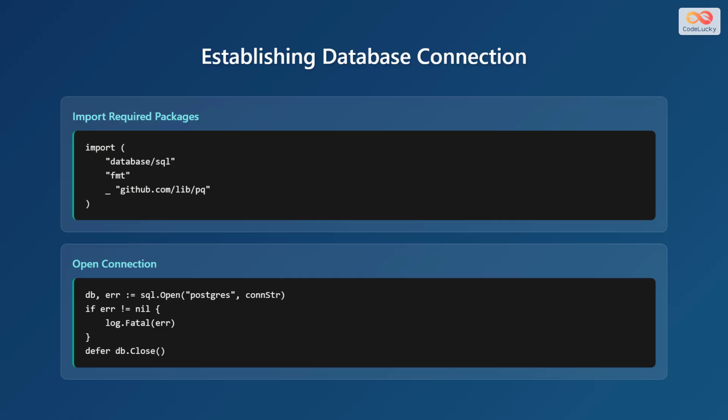Next, you can open a connection to the database using the sql.Open function, passing in the driver name, which is postgres in this case, and the connection string, which is stored in the connStr variable. If there is an error opening the connection, it will be logged and the program will exit. Finally, it's important to close the database connection when you're done with it, using defer db.Close(). This ensures that resources are released properly.